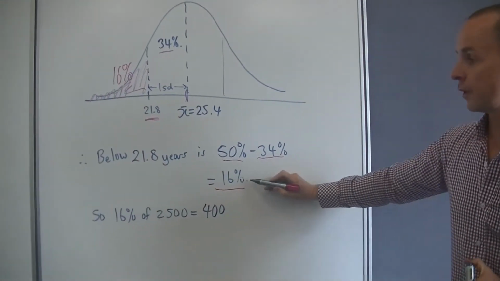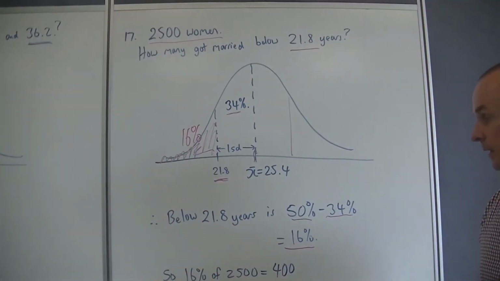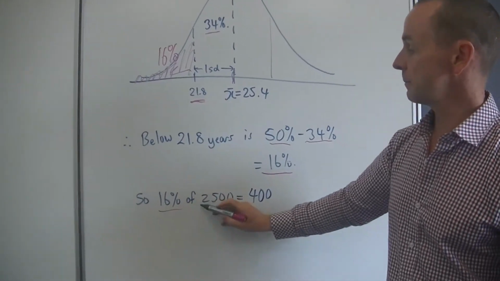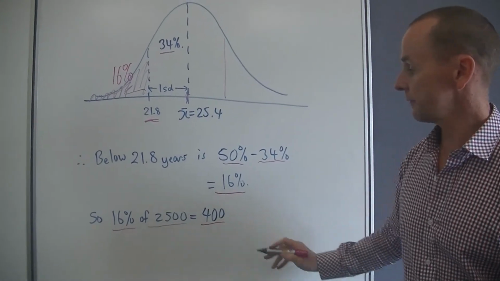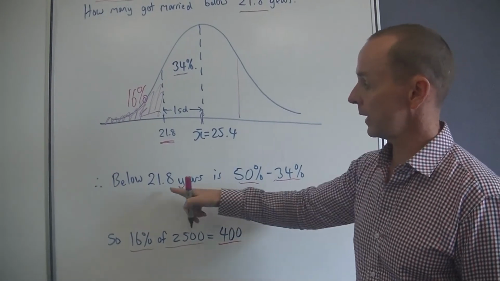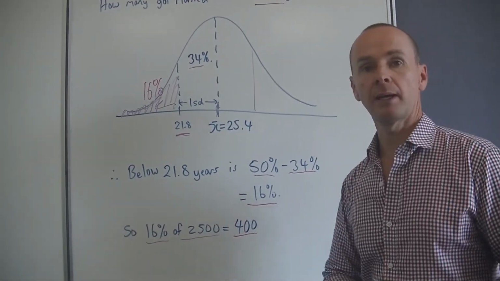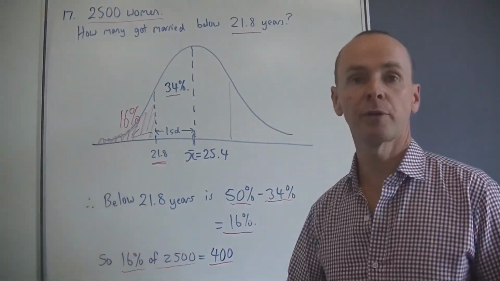That's the first bit of the question, but it said how many women? There are 2,500 women, so you just have to work out 16% of 2,500. Back to Year 7 Maths, and you get 400 women. Answer it in words: 400 women first got married below the age of 21.8 years. Excellent. Good job, guys. Keep on doing lots of revision.